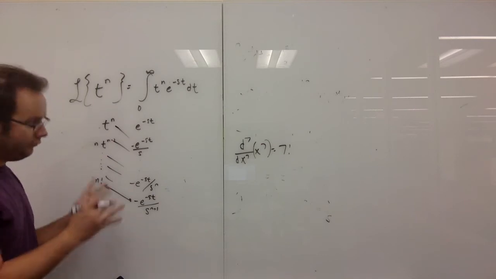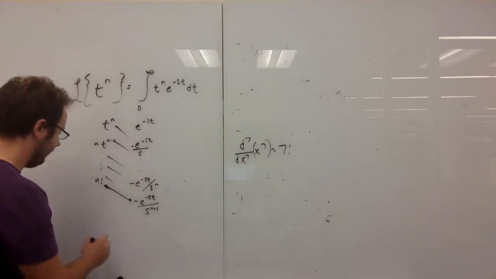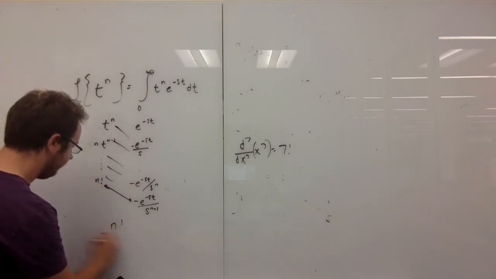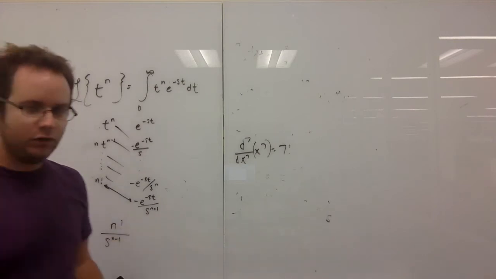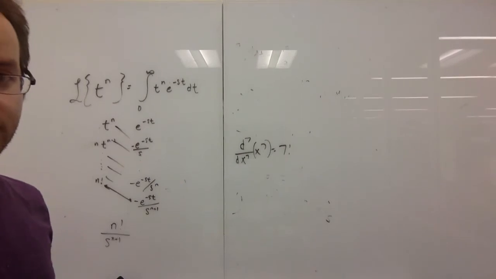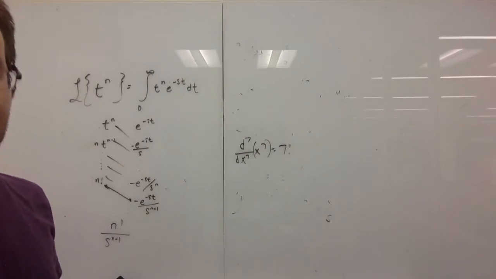So the only term that, long story short, here's what it boils down to: I get n factorial over s to the n plus 1. All the other terms drop out. And here's the interesting thing.